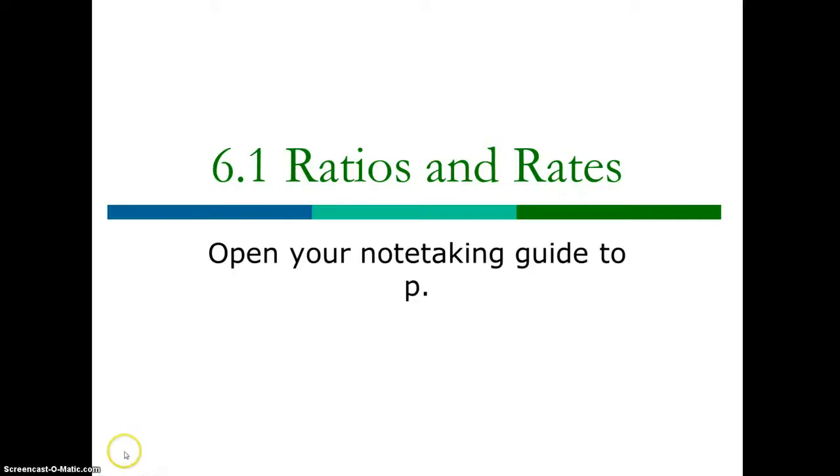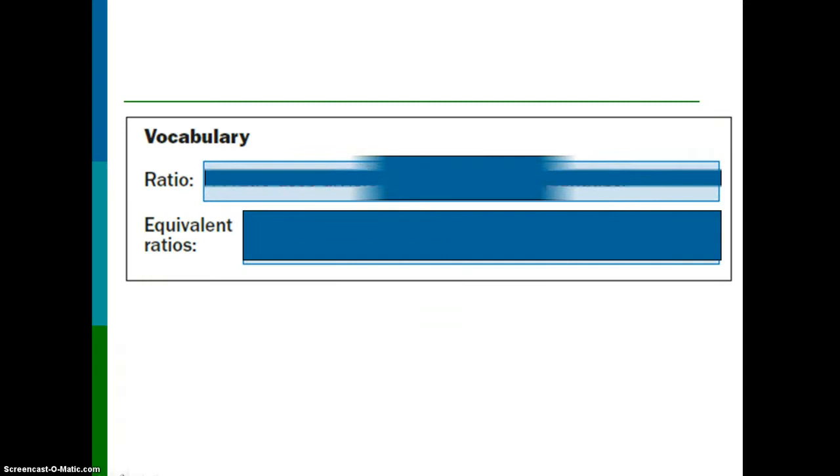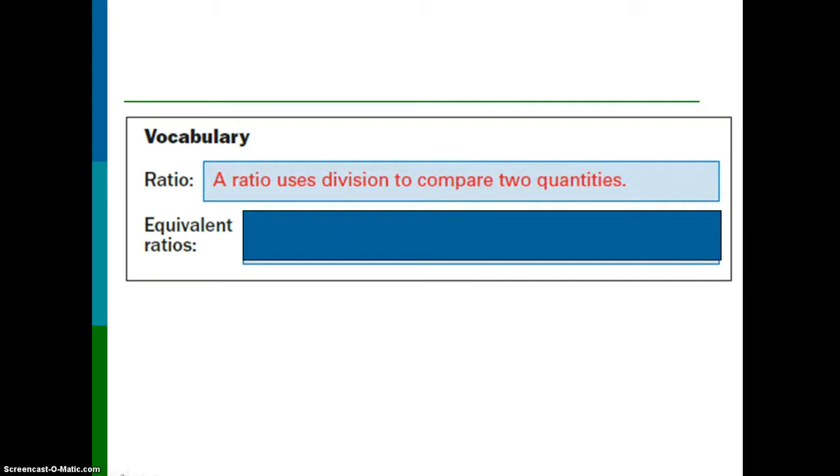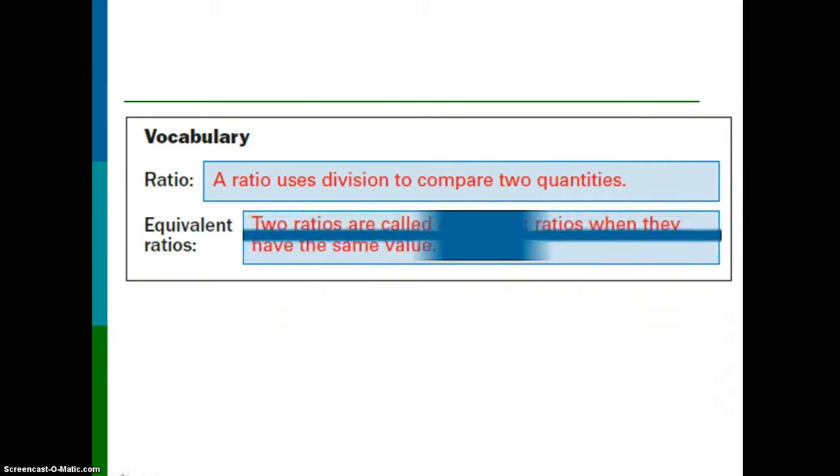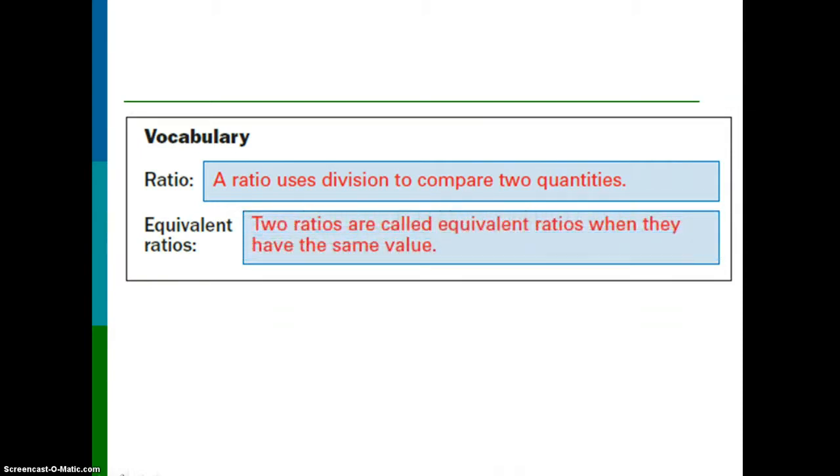Lesson 6.1, Ratios and Rates. A ratio uses division to compare two quantities. Equivalent ratios are ratios that have the same value.